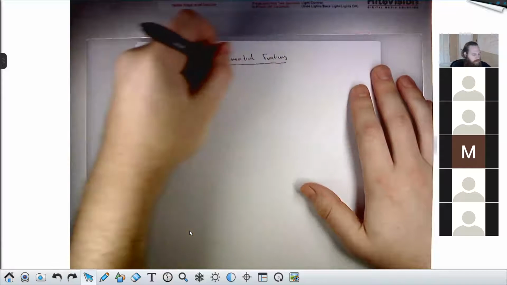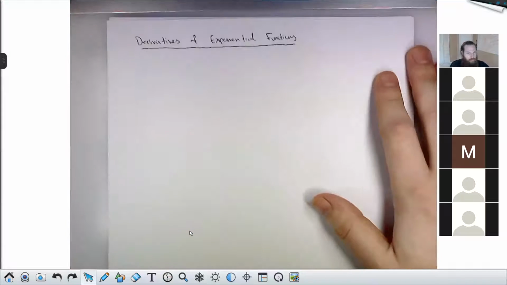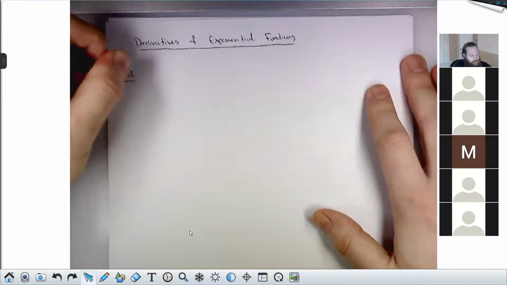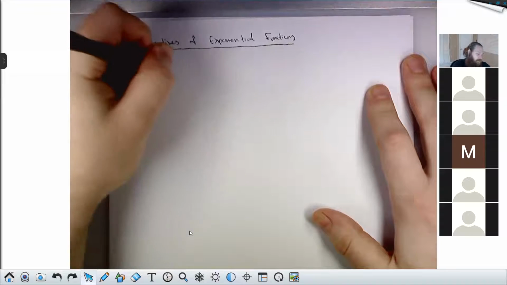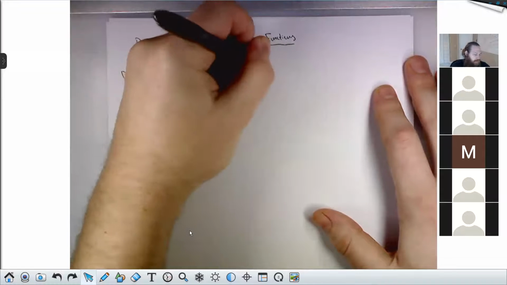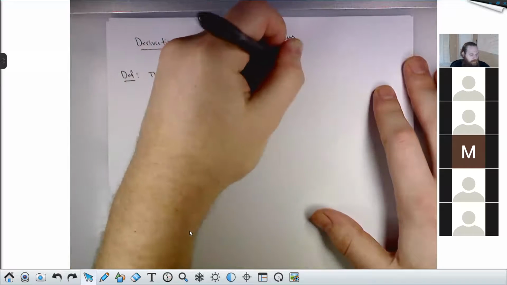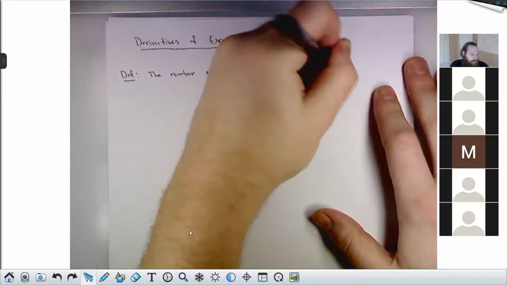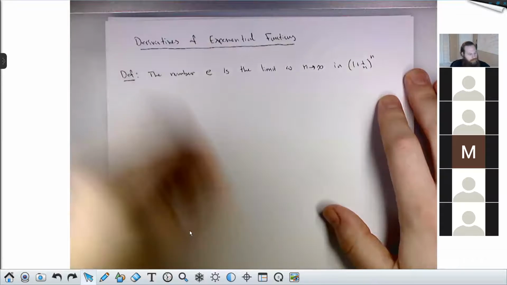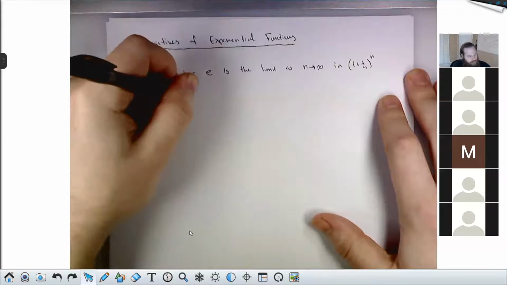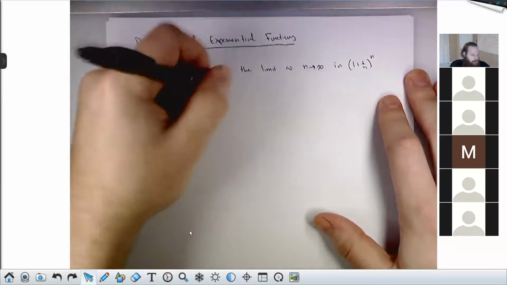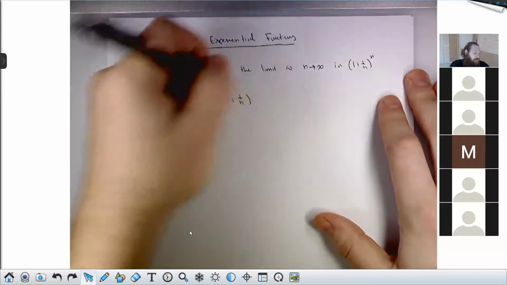Depending on who you took pre-calculus or college algebra with, you have seen, at least I hope, the number e. The definition of the number e that is most common is the limit as n goes to infinity of 1 plus 1 over n to the n. That is, the number e is equal to the limit as n goes to infinity of 1 plus 1 over n to the n.